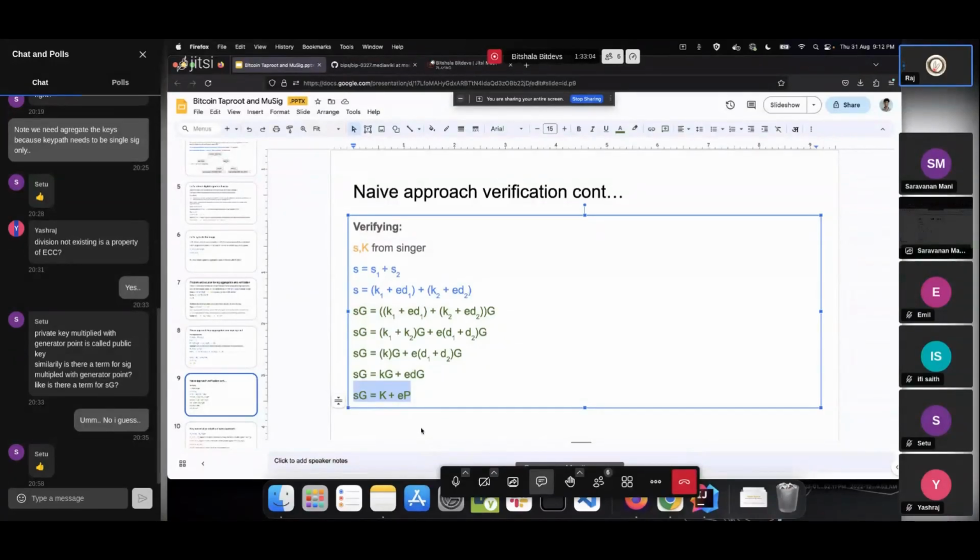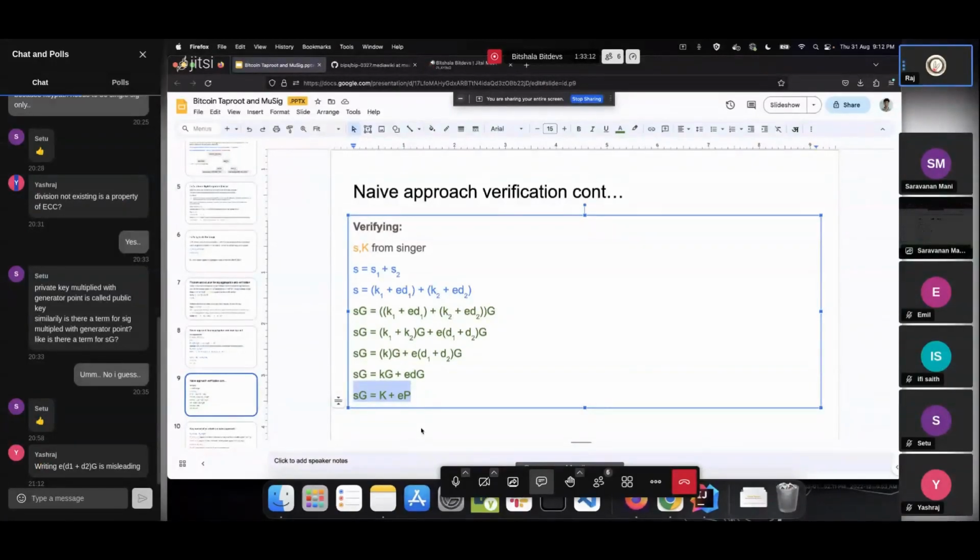The proof is very simple, like algebraic reorientation. You break down the terms into their individual components, and because they are all algebraic sums of each other, you just reorient them, combine them together, and you find that everything works out at the end, just like a single signature, for the aggregated signature also.